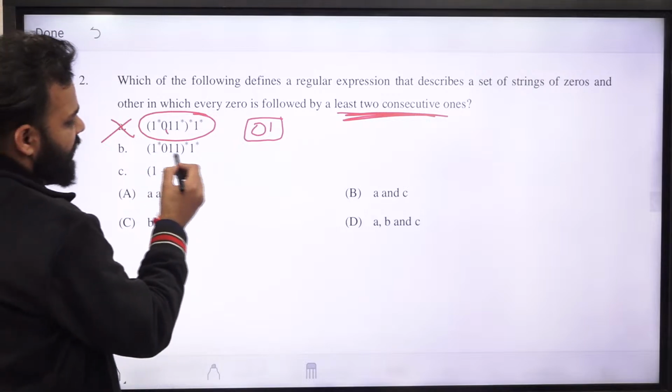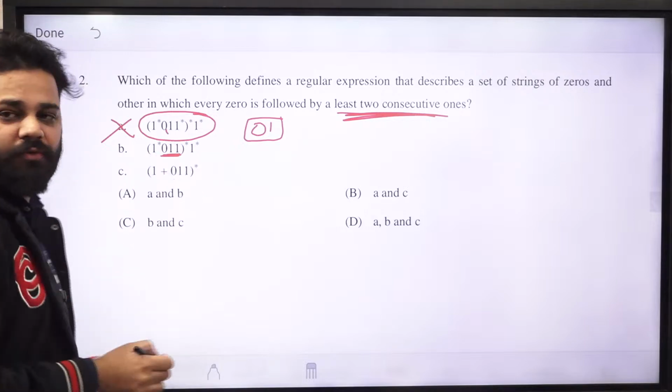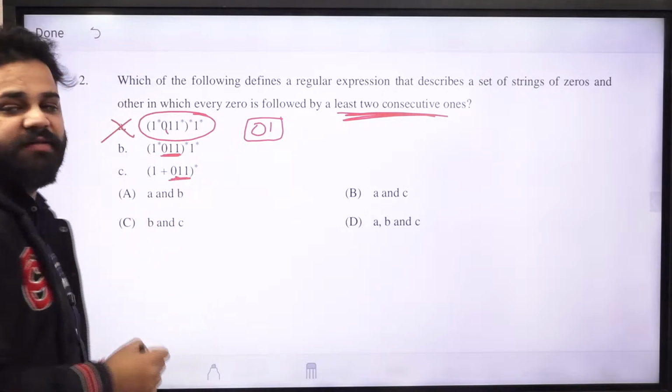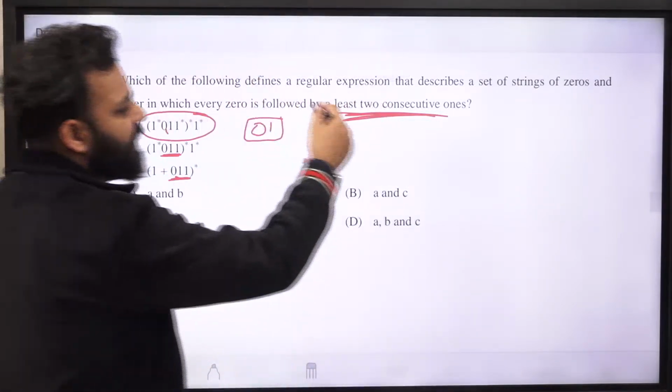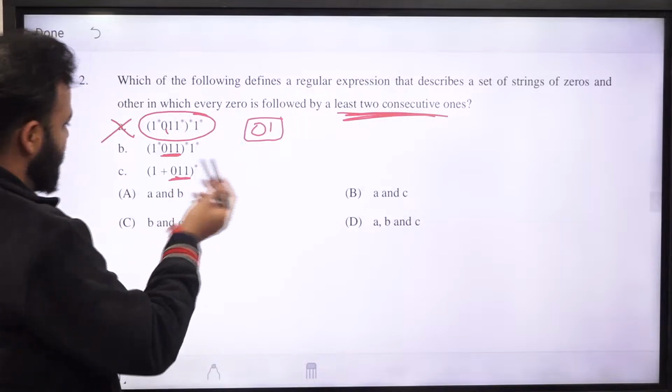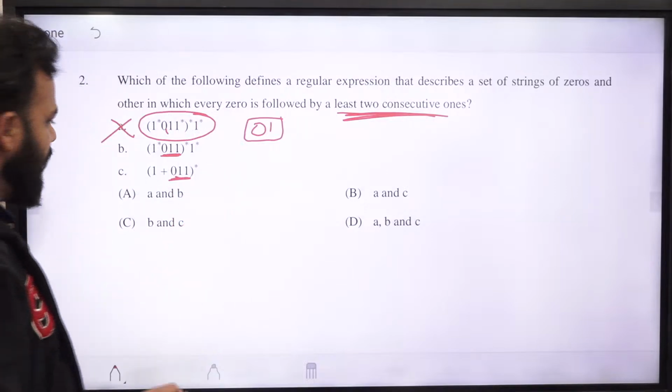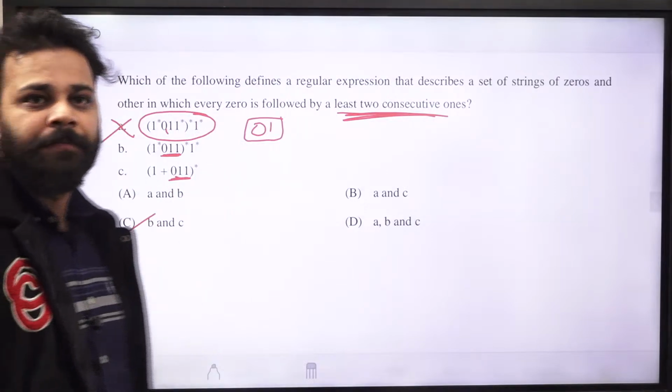Here you will see, whenever you take this 0, you have to take two ones with it, and here also whenever you take 0, you can take two ones with it. After that there can be many ones, but it is saying at least two consecutive ones. So every time it will have two consecutive ones. So it will be B and C. So the correct option will be option C.